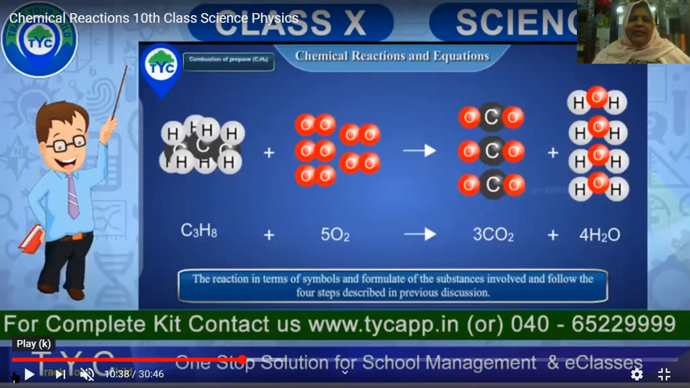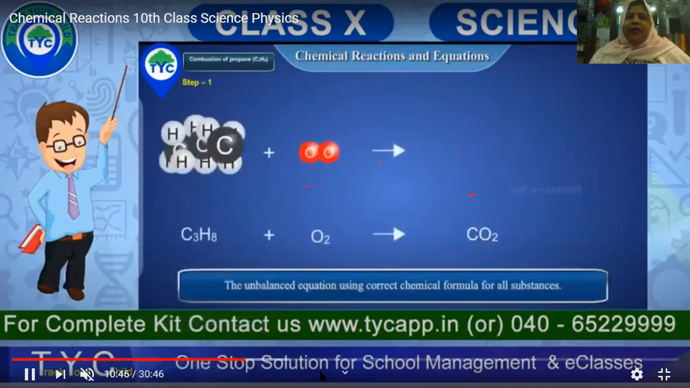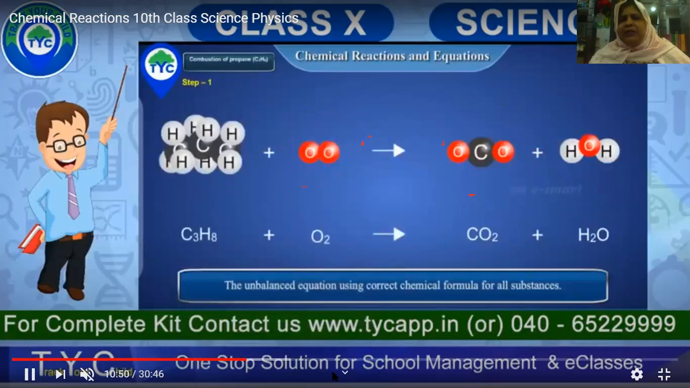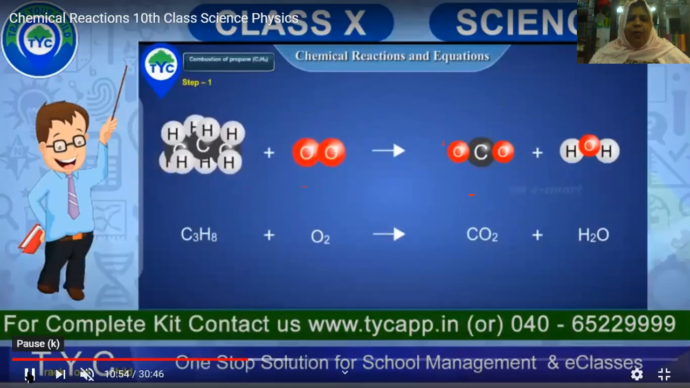This is a balanced equation because we see all the elements on the left hand side and the right hand side are balanced. Let us see how this is shown as a reaction. What are we doing in step 1? We are taking propane plus oxygen, giving rise to carbon dioxide plus water. In this reaction, propane is C3H8, plus oxygen, which gives rise to carbon dioxide plus water.